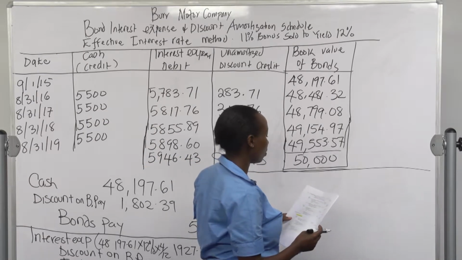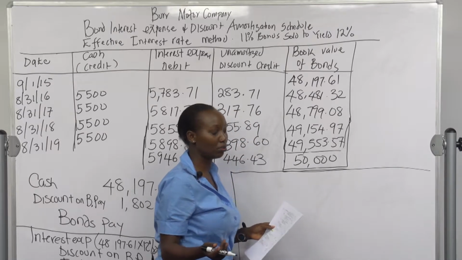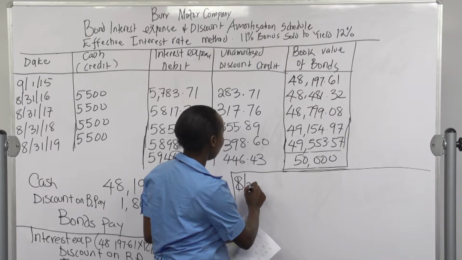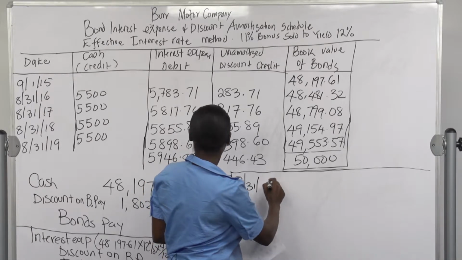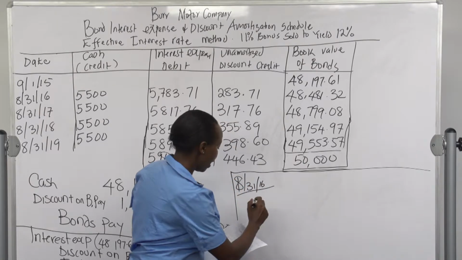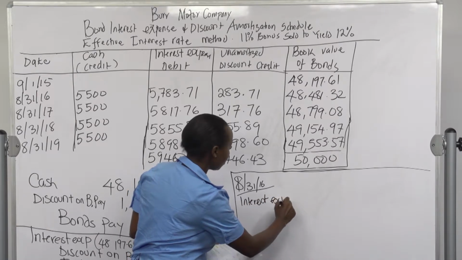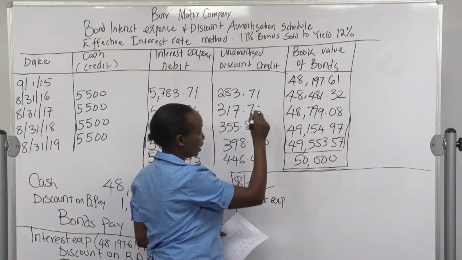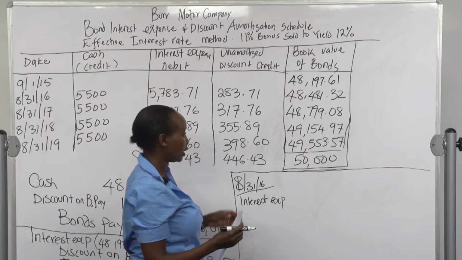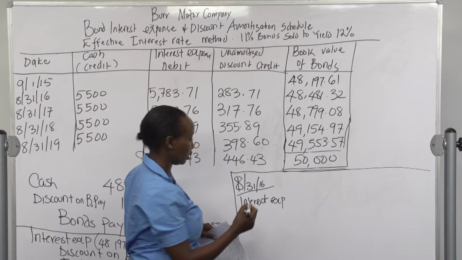So when we do pay out the cash, we need to accrue the rest of the bond interest expense. So we have August 31, so that will be on 2016. We have interest expense, and that's still based off of 48,197.61. Multiply that by 12%, and we multiply it by 8 over 12.